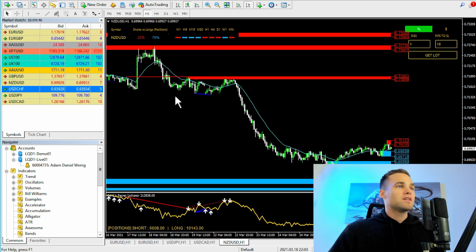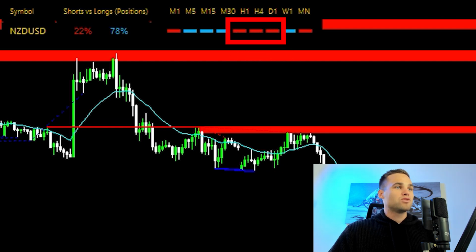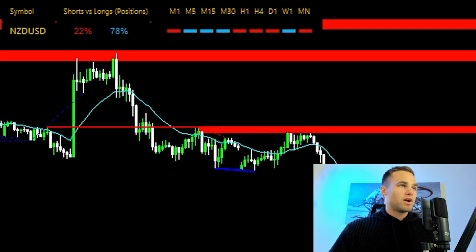So let's take a look at this here, for example. We see that price is in a downtrend, right? We can see on the H1 it's down because it's red, H4, D1, all red. That means that it's in a downtrend. So we only want to be looking for sell trades in this scenario.